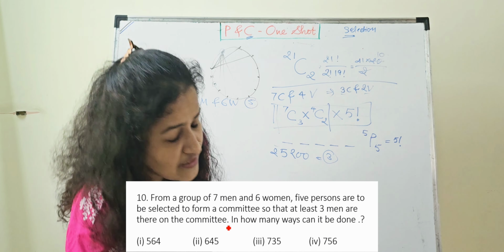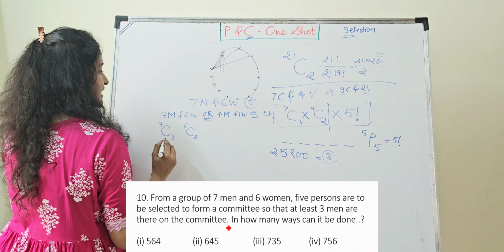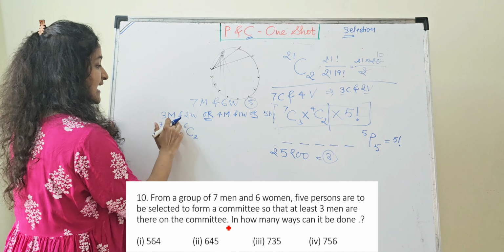Now you just have to put the formula, correct? Now 3 men, how many men are there? 7. So you are selecting 3 men from these 7 men. Yes. Here you are selecting 2 women from the 6 women, correct? Here you are, and then what? And means what? Multiplication. Yes.